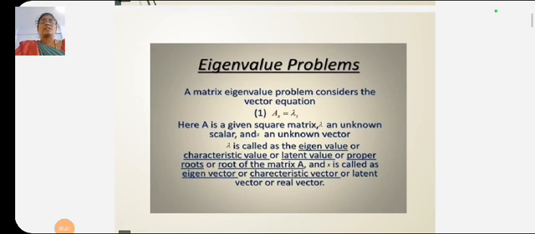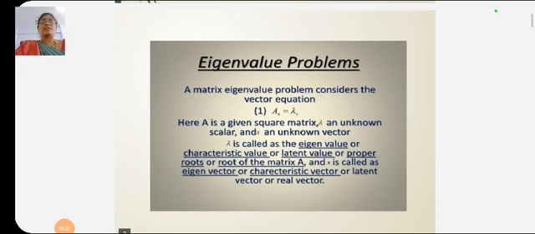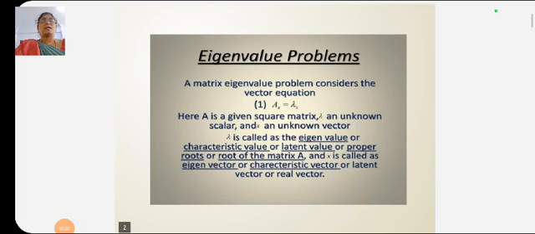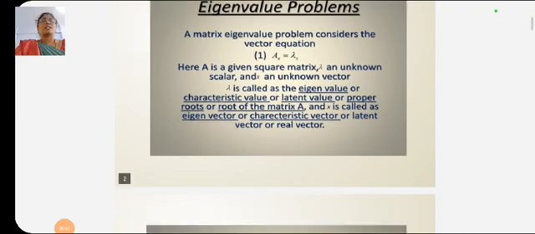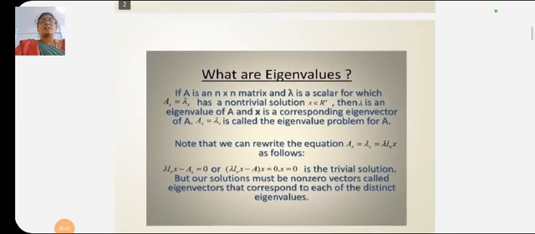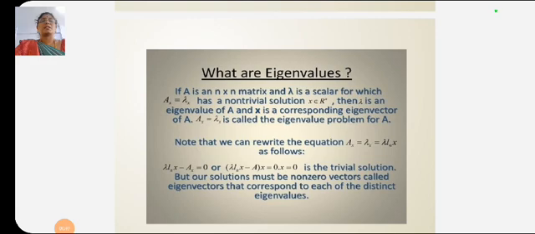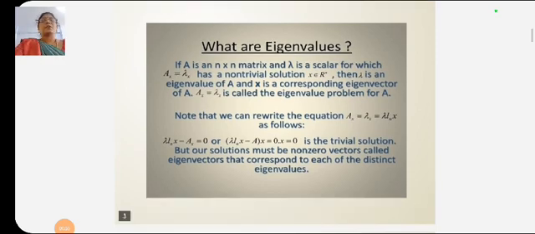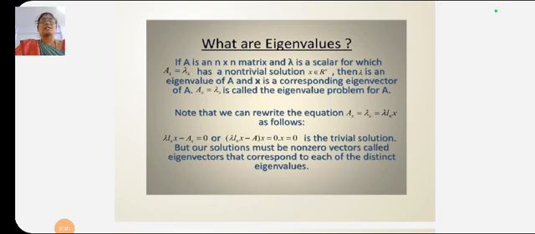So lambda is called an eigenvalue or characteristic value or latent value or proper root of the matrix A, and x is called an eigenvector or characteristic vector or latent vector. So what are eigenvalues? If A is an n cross n matrix and lambda is a scalar for which Ax equal to lambda x has a non-trivial solution x belonging to R to the power of n, then lambda is an eigenvalue of A and x is a corresponding eigenvector of A. Therefore Ax equal to lambda x is called the eigen problem for A.